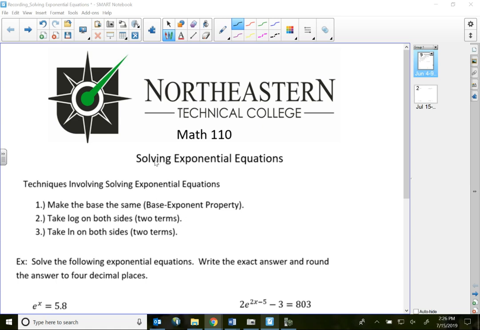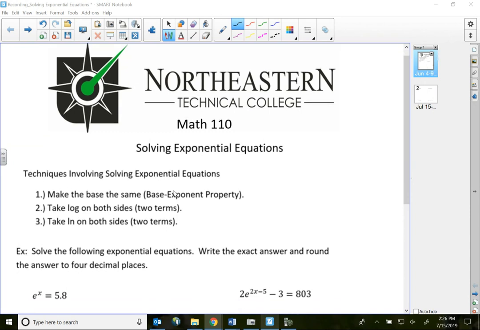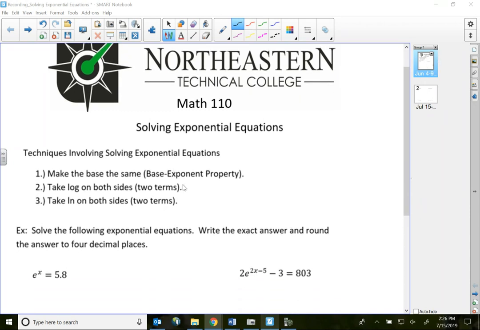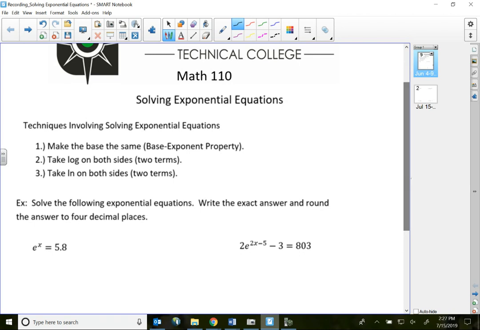Let's take a look at solving exponential equations. So I wrote down a few techniques on how to solve exponential equations. These are a little bit more complicated as compared to the other types that I showed you in the previous video.